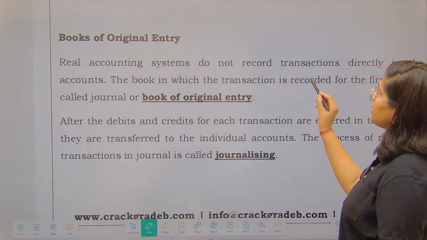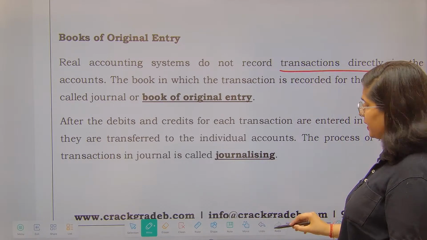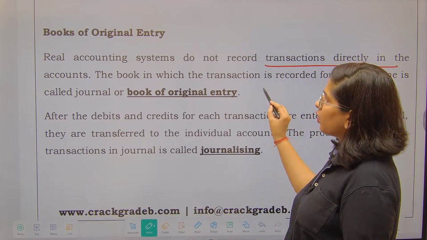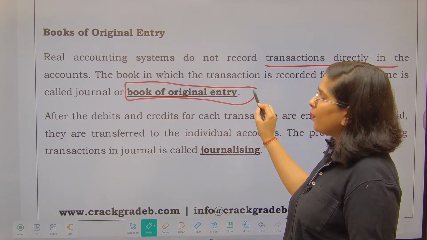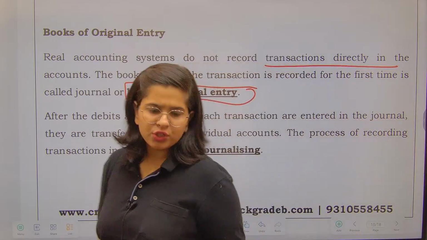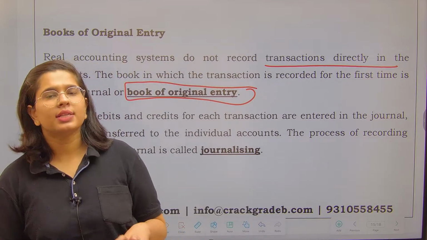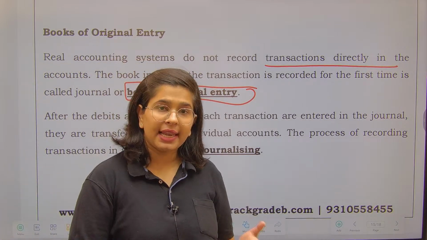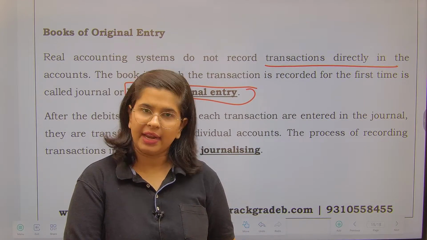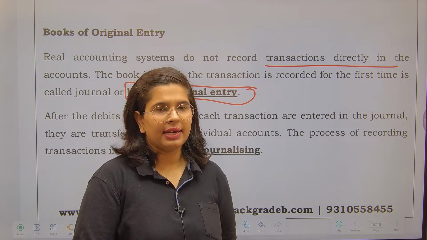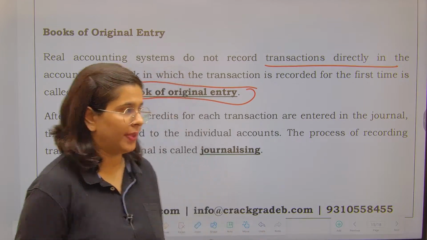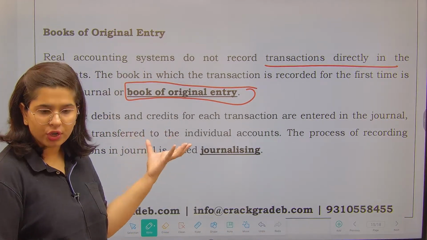Real accounting systems do not record transactions directly into the accounts. The book into which the transaction is first recorded is called the journal or book of original entry. In any kind of latest software, whether SAP or Tally, the first thing we do is pass the entry. In SAP, the entry is not passed directly, but in the background, they already pass an entry. Hence, this is called the book of original entry.